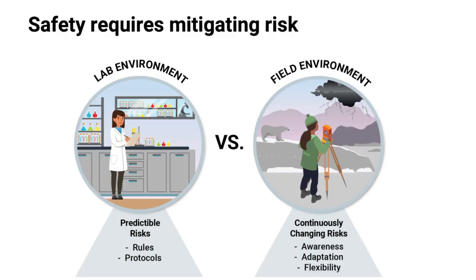In contrast, in field working environments, environmental and social dynamics are continually changing. For example, weather or terrain or group dynamics. This means that identifying hazards and mitigating risk of those hazards is an ever-evolving challenge. In order to mitigate risk, we have to be able to identify and categorize hazards.